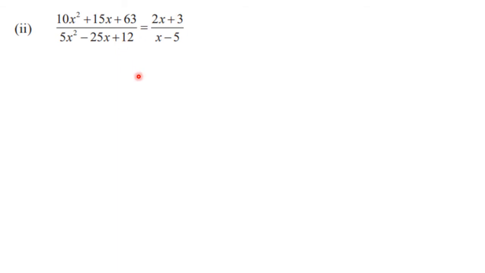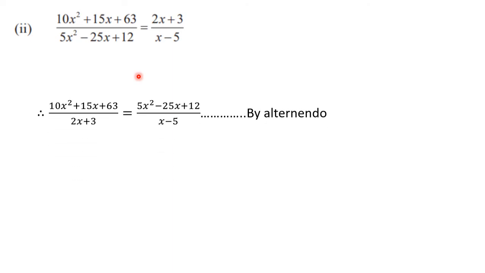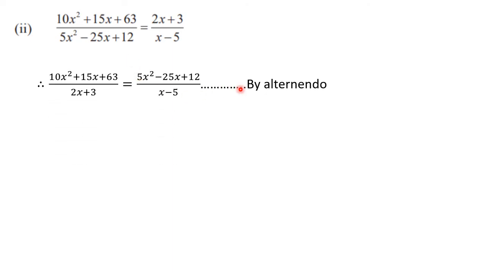So that's the difference. And to change the position of these two, which property we need to use? We need to use alternando. Therefore, here you have to go for alternando. Alter the positions of these two. So 5x square minus 25x plus 12 will be shifted here and 2x plus 3 will be shifted here. Now this question is exactly similar to question number 1.